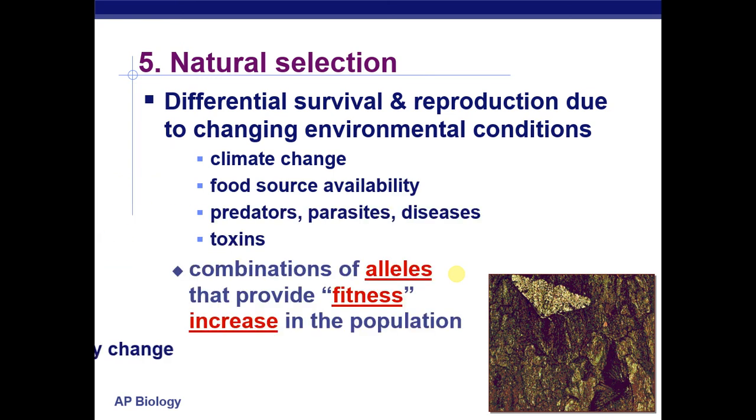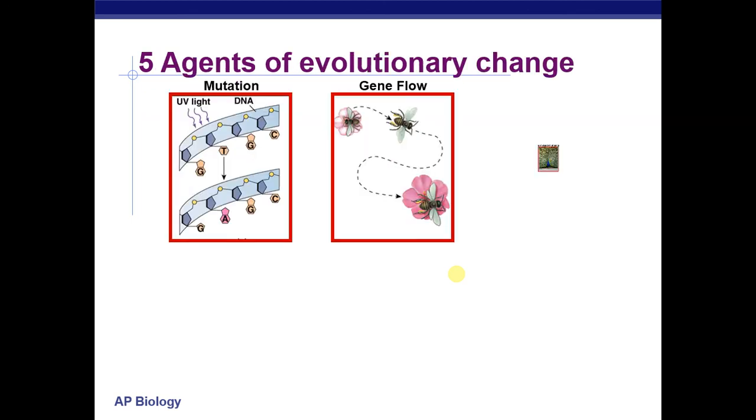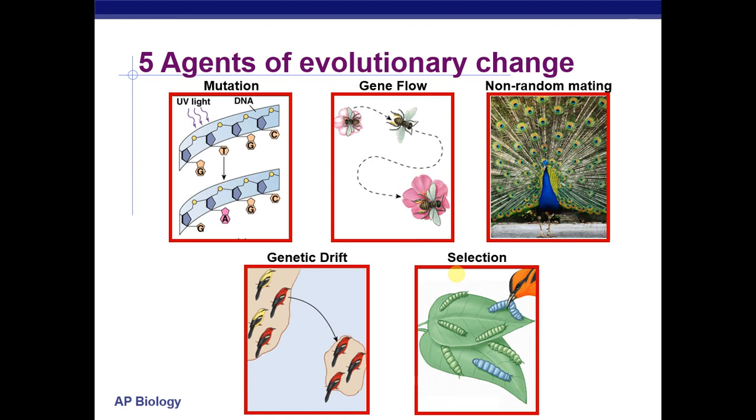And then we've already really talked about natural selection. Just to go through once again, this is the differential survival and reproduction due to changing environmental conditions. So climate, food source, predators, disease, or toxins. And the idea is the combination of alleles that provide the best fitness, so survivability to reproduce, increase the population over time, because those individuals will likely survive to mate and pass on their genes more frequently. So just to end again with a picture of the 5 agents of evolutionary change in population genetics.